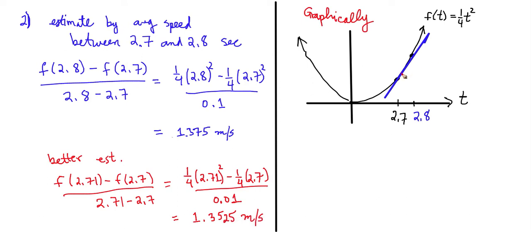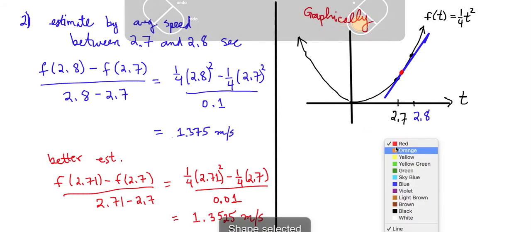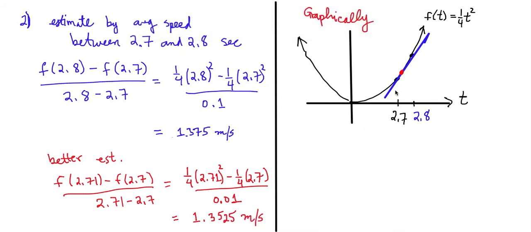So 2.71 is like this red dot right here, right? And then I can draw a red line, which is effectively going between those two dots right there. So I get a slightly better answer if I go between this second dot here at 2.71 and 2.7. Well, how do I get a perfect answer? How do I get an exact answer?